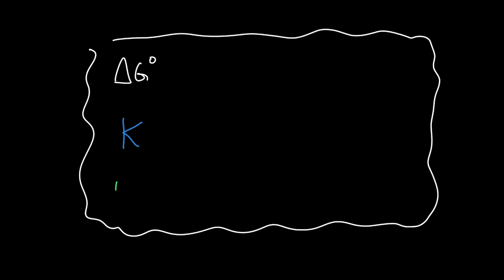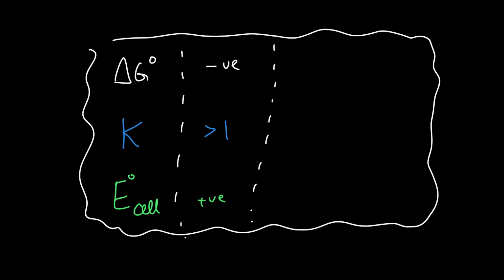In fact, if you wanted to build our own Rosetta Stone, it would look something like this. Here's delta G standard, and here is the equilibrium constant, and here is the cell voltage. And we can say when delta G standard is negative, that implies the equilibrium constant is greater than 1. And that also implies the cell voltage will be positive. We can also say that when delta G standard is 0, the equilibrium constant is exactly equal to the number 1, and E cell standard is 0.